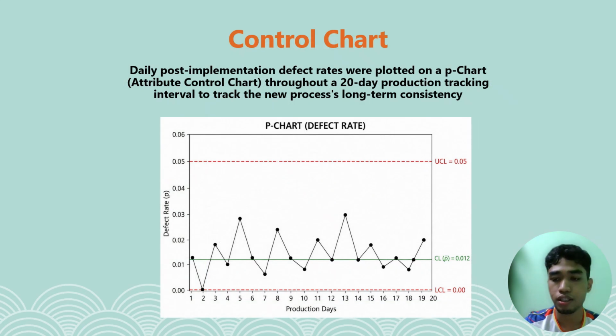For the control chart, the control chart was used to monitor the defect rate after implementation. The chart shows that the process became more stable and consistent over time. This means the improvement successfully helped maintain quality performance.